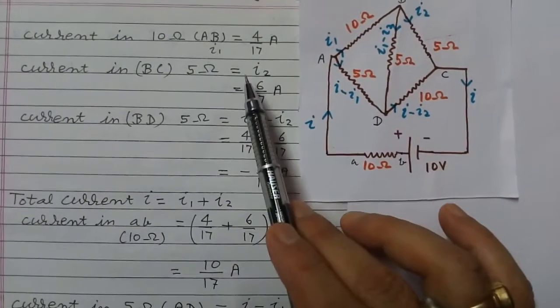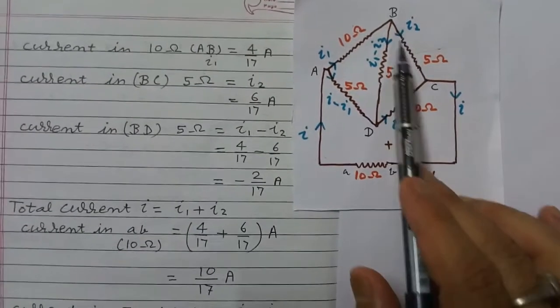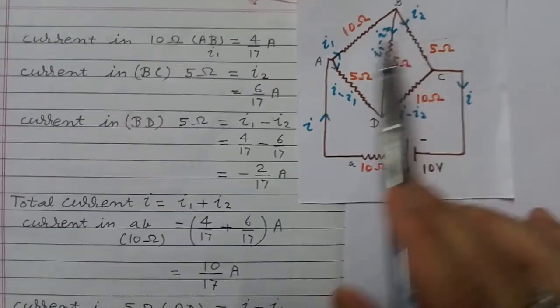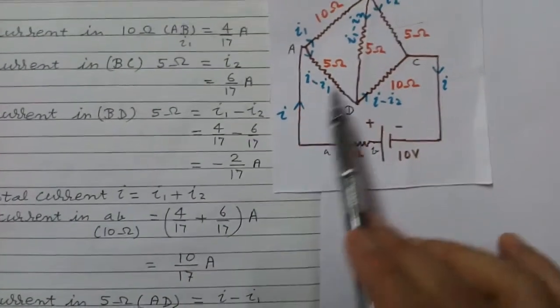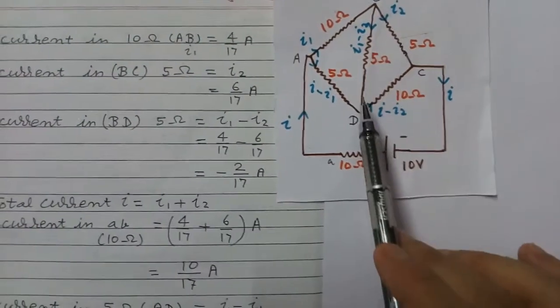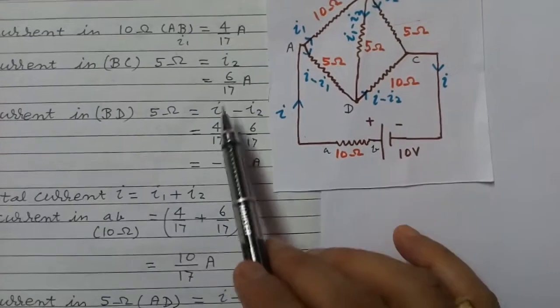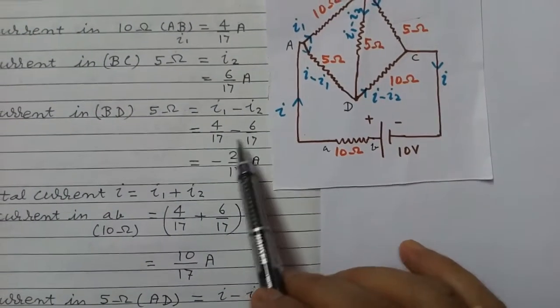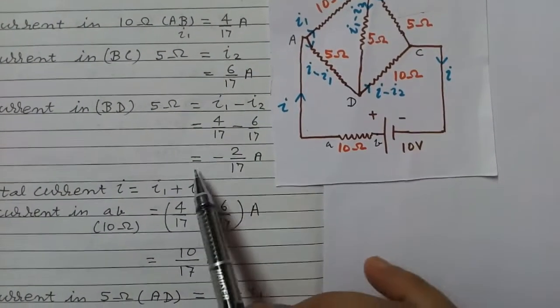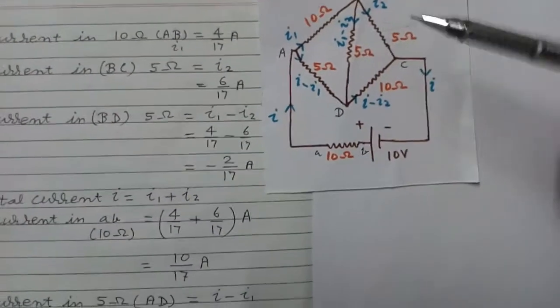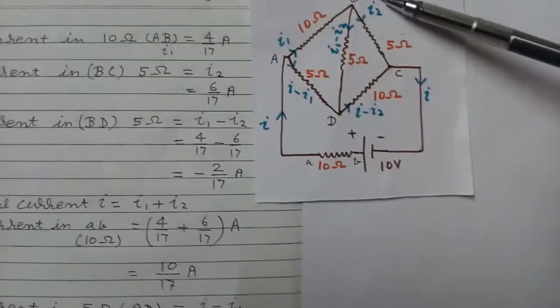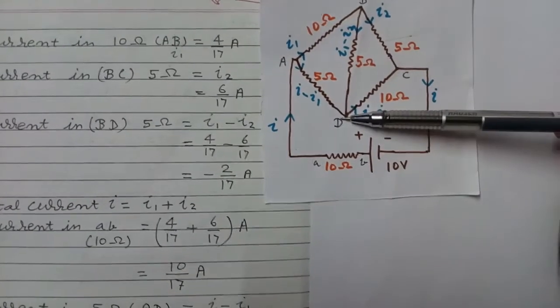Current in BC. In this BC arm, 5 ohm resistance, this is I2, so I2 is equal to 6 upon 17 ampere. Current in BD along the direction, this is I1 minus I2, so this is equal to 4 upon 17 minus 6 upon 17, which is equal to minus 2 upon 17 ampere. So the direction of current is from D to B, not B to D.